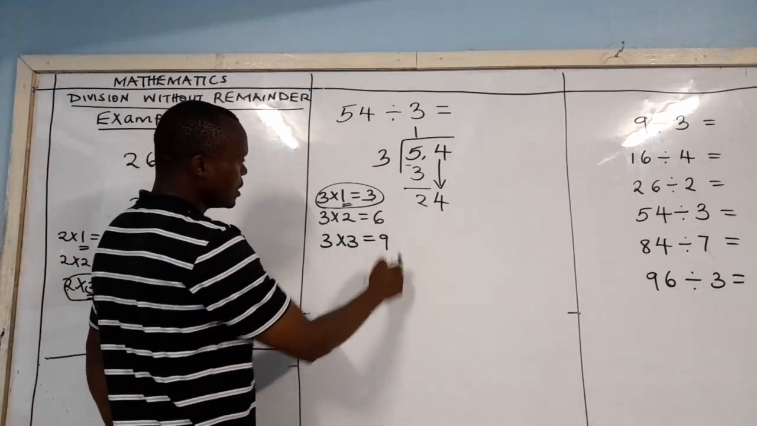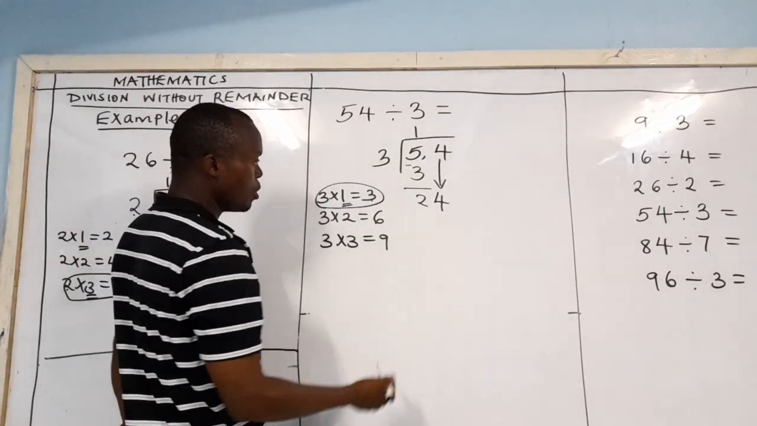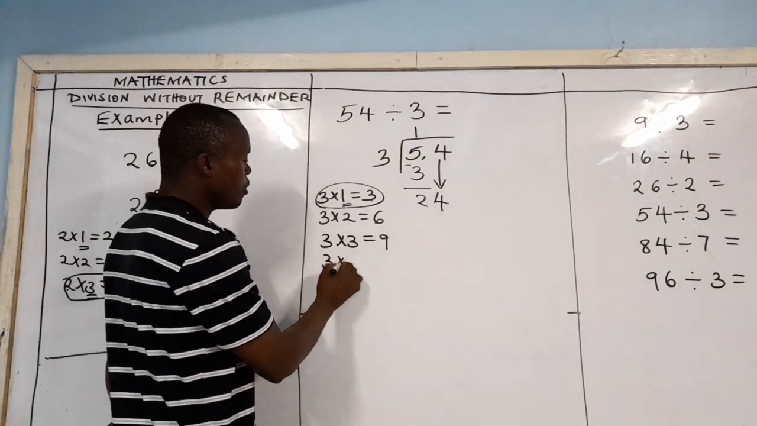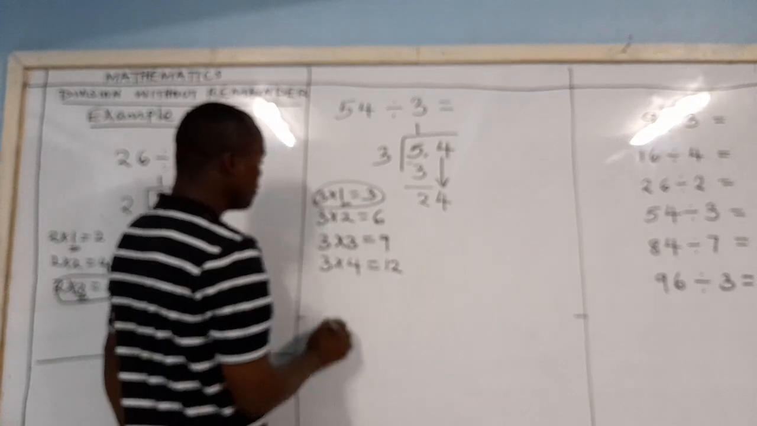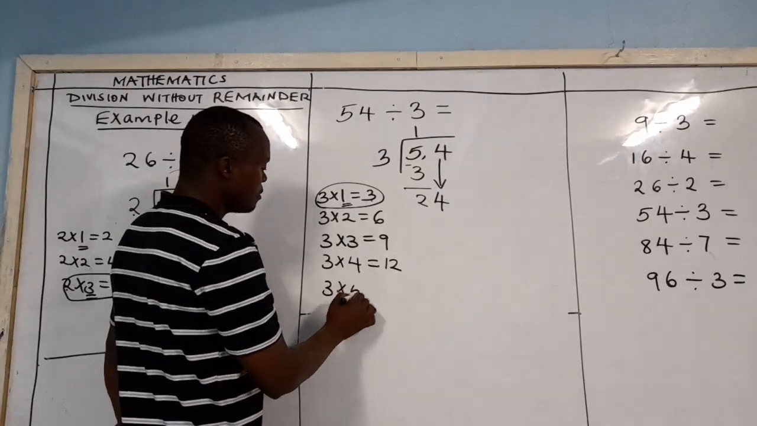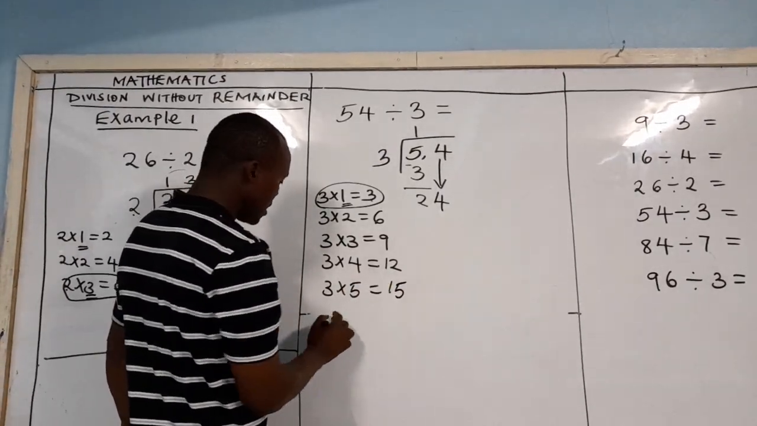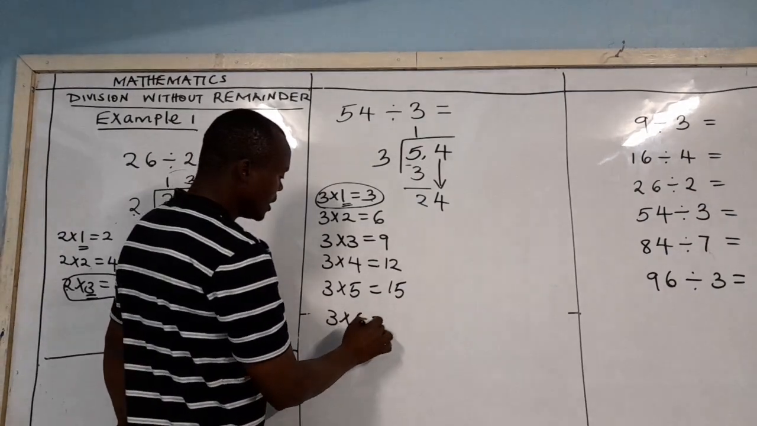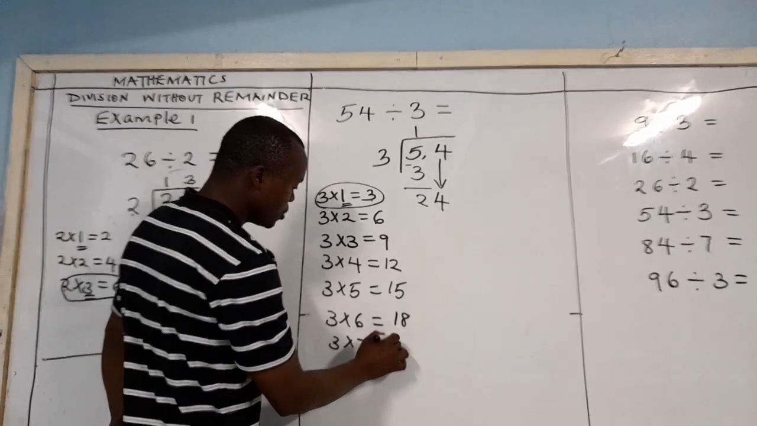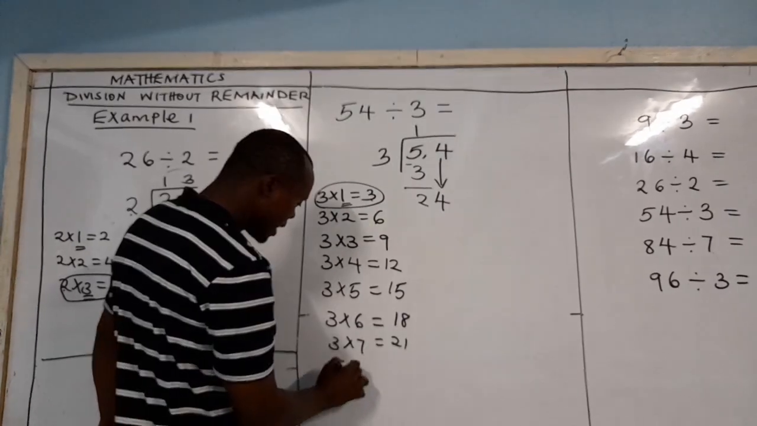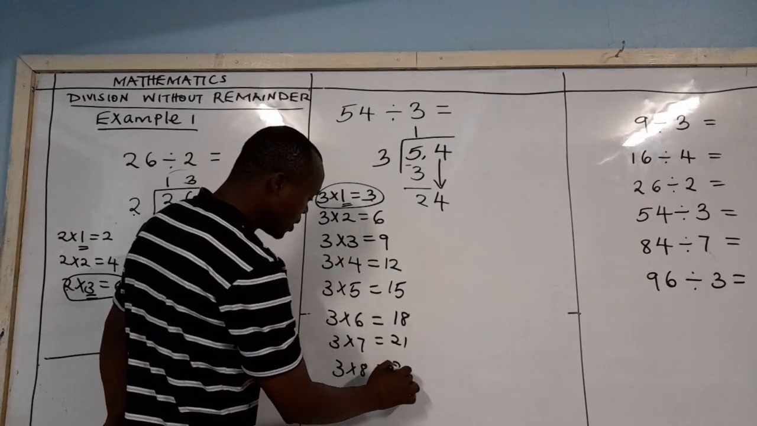When you work out here, you don't see 24. So continue making this table of 3 until you get 24. This one gives you 12. 3 times 5 gives you 15. 3 times 6 gives you 18. 3 times 7 gives you 21. And 3 times 8 gives you 24.